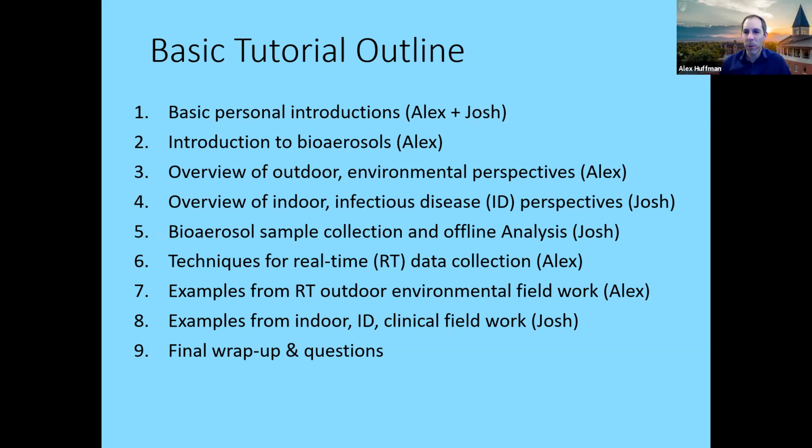So here's an outline of what we're going to be talking about over the next hour and 40 minutes, just a really basic outline. And so we're going to go back and forth between the two of us. And I won't go into great detail here because you'll see it flash every time we transition between one of these 9 points. After we introduce ourselves, I'll start things off by giving a pretty broad introduction of what bioaerosols are from both the outdoor environmental perspective and the indoor clinical infectious disease perspective, and that's where we'll transition more into what Josh will be saying.